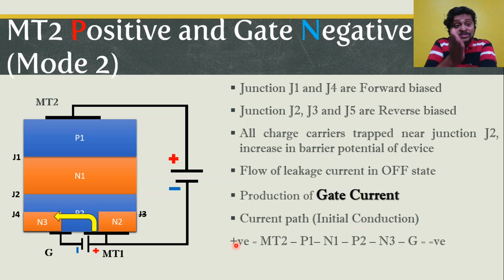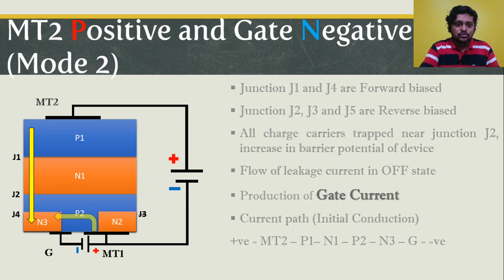But still there is a production of current. That's why this particular current is called the initial conduction, or initial current, that will be established with this path. Now the device is not yet in on condition, but this initial conduction actually helps the device go into on condition. Let's see how it allows the device to go into on condition.